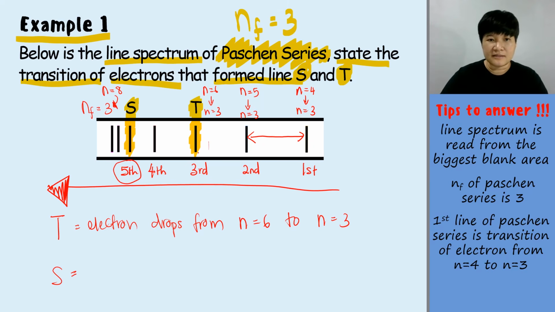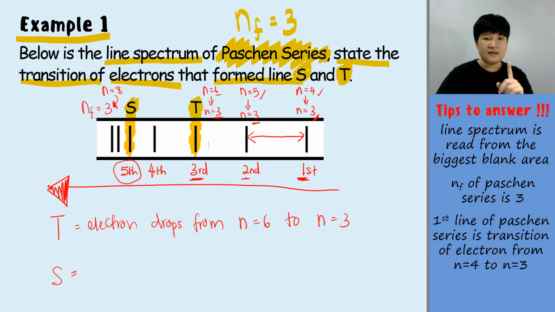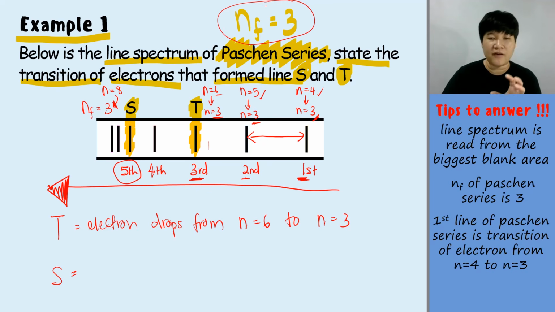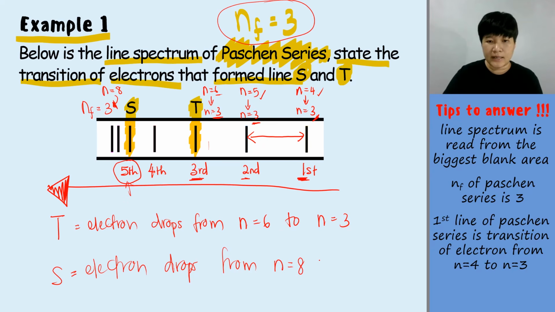So, T is the 3rd line, n equals 6 dropping to n equals 3. 3 plus 3, 6. 2 plus 3, 5. First line, 1 plus 3, 4. See that? So it's not necessary to count all the way from the beginning. As long as you know the n final of that series, and you know which line it is, then you know that the S right now is the electron dropping from n equals 8 to n equals 3. So please be careful with the line spectrum given by the question.